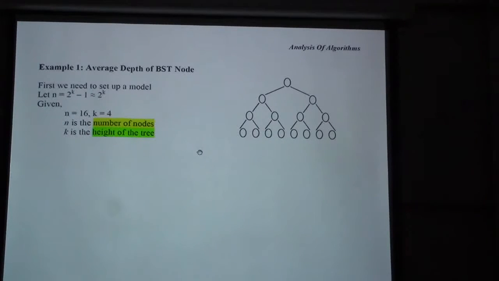So basically, if we look at this tree, how many total nodes does it have? Well, we can see it has 8 here, 4, 2, and 1. So 8 plus 4 is 12, 14, 15, which is also known as 2 to the 4th minus 1.